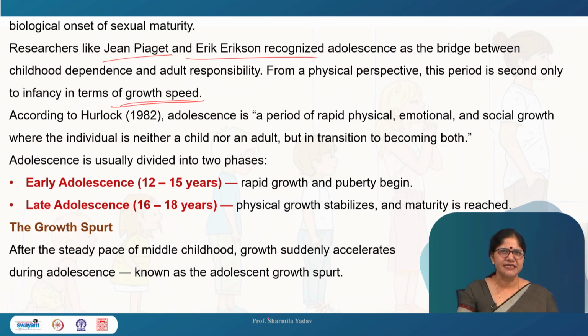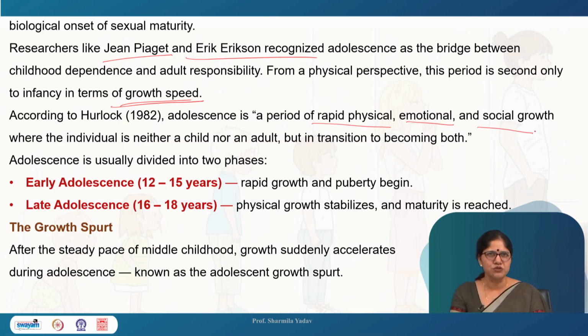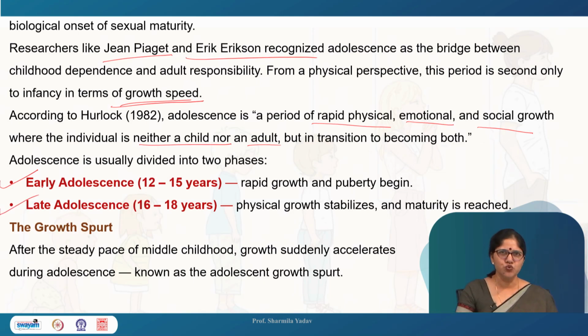According to Hurlock 1982, adolescence is a period of rapid physical, emotional, and social growth where the individual is neither a child nor an adult, but in transition to becoming both. Adolescence is usually divided into two phases. First is early adolescence, 12 to 15 years: rapid growth and puberty begin. Late adolescence, 16 to 18 years: physical growth stabilizes and maturity is reached.